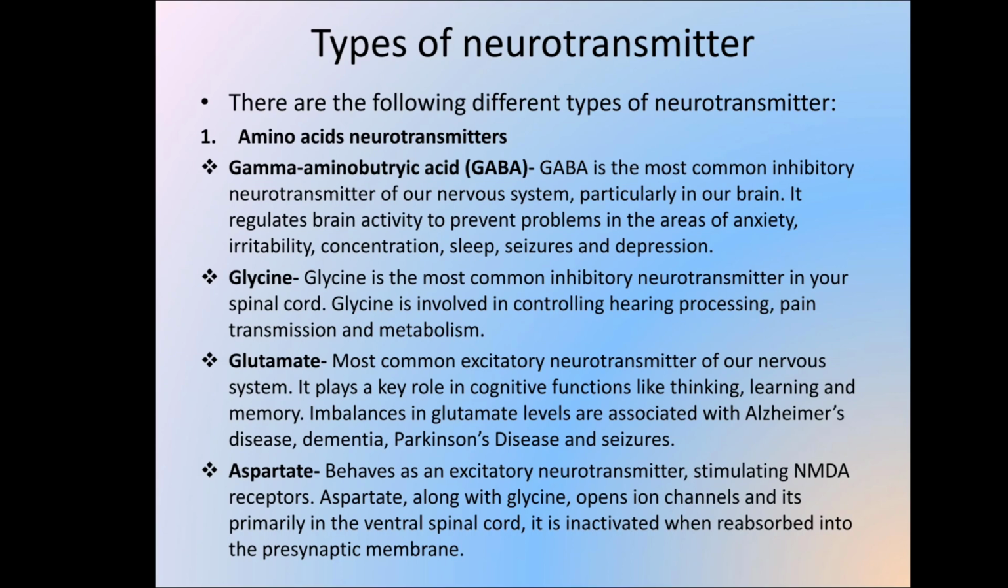Glycine is the most common inhibitory neurotransmitter in the spinal cord. So it is located in the spinal cord. Glutamate is an excitatory neurotransmitter, so it plays a key role in cognitive functions. Aspartate behaves like an excitatory neurotransmitter, and it is reabsorbed into the presynaptic membrane.